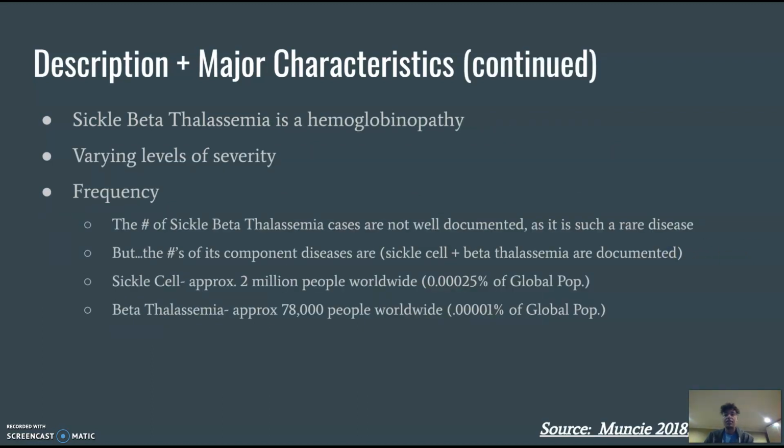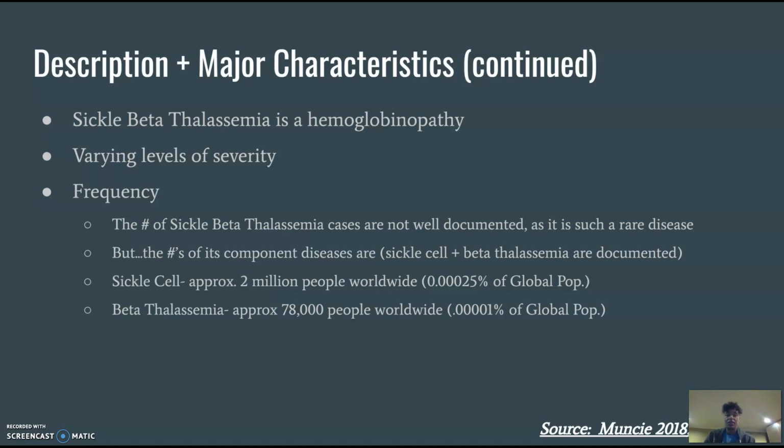And so a little bit more, it's a hemoglobinopathy, so that's what I was saying, that hemoglobin is the protein that oxygen binds to be transported around the body, and so it's a disease of the hemoglobin. And there's varying levels of severity, it's not the same in every single person. And so the frequency of it, sickle beta thalassemia is a very, very rare disease, and as such, it's not very well documented. But it's two component diseases, the sickle cell and the beta thalassemia that make it up. They are individually documented well on their own.